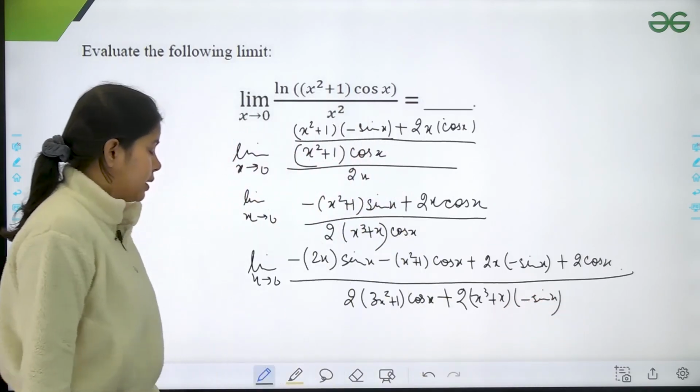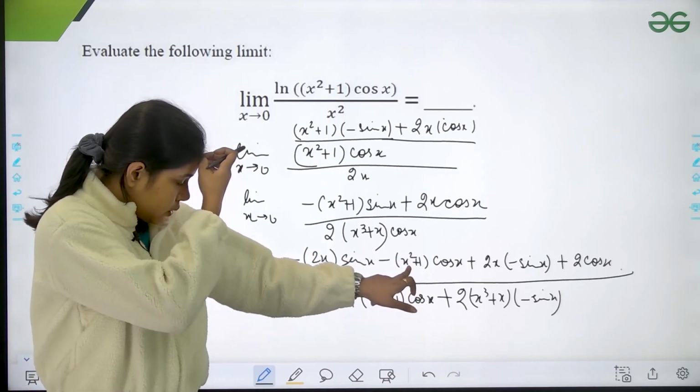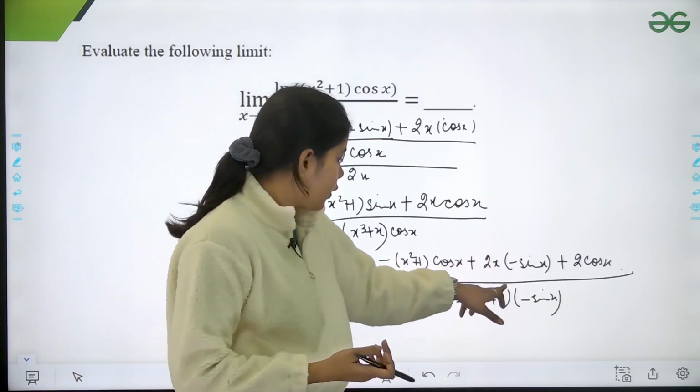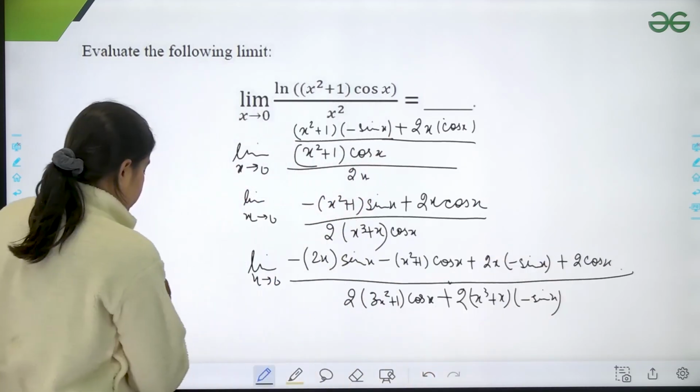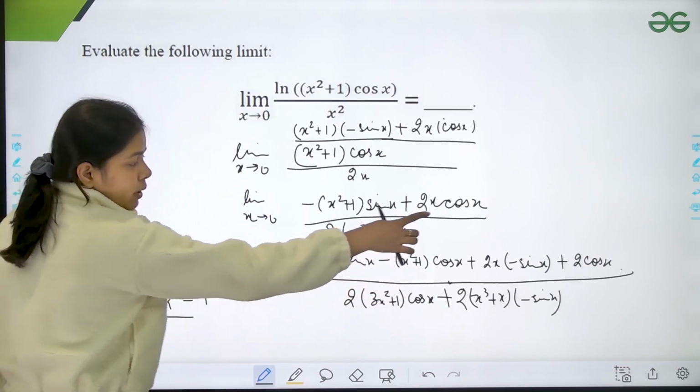Now let's put x as 0. If I put this in this term, I'll get 0. If I put in this term 0 plus 1, 1, cos 0 is 1, I'll get 1 here. From 0 to minus 1, so in the numerator I'll get 2 minus 1, because from here I'll get minus 1 and then 2.